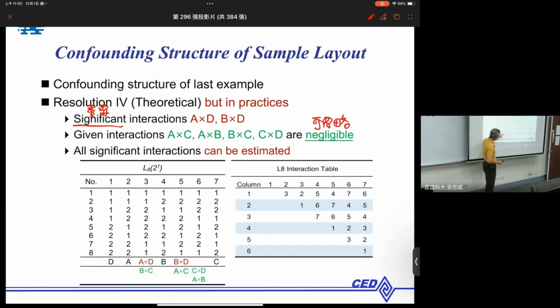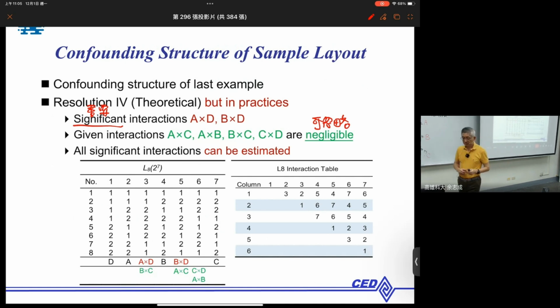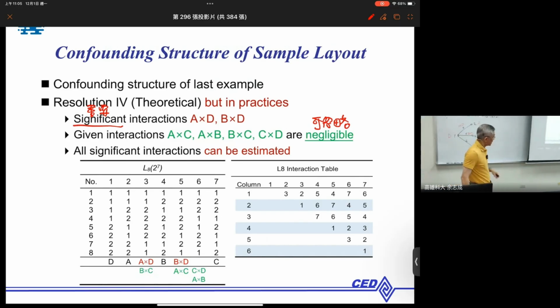So even though these 2 are confounded, this arrangement will make sure AD and BD can be estimated. Why? Because we already know that these others are negligible. Even though they are confounded with the effects we want to analyze, they are negligible. That is the linear graph. Any questions?